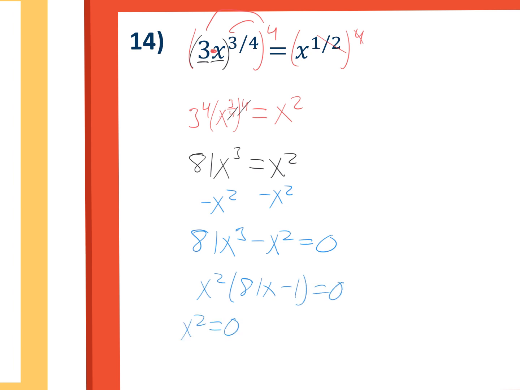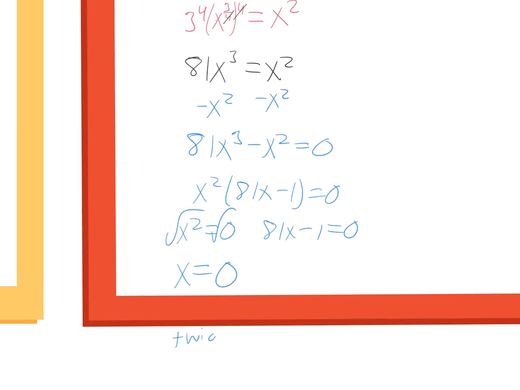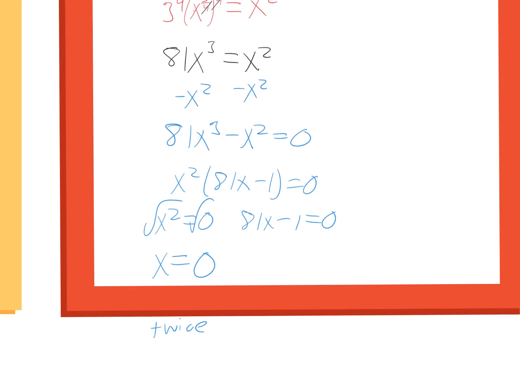And we get x squared equals 0, 81x minus 1 equals 0. And then over here, when we take the square root of both sides, we should get x equals plus or minus 0, but there's no such thing as plus or minus 0, so we just get x equals 0 twice. Right, we get the same answer twice. You don't have to write the twice, I just need to see that you at least have x equals 0, right? But this is just for you to know that that's where 2 of our solutions went, to x equals 0.